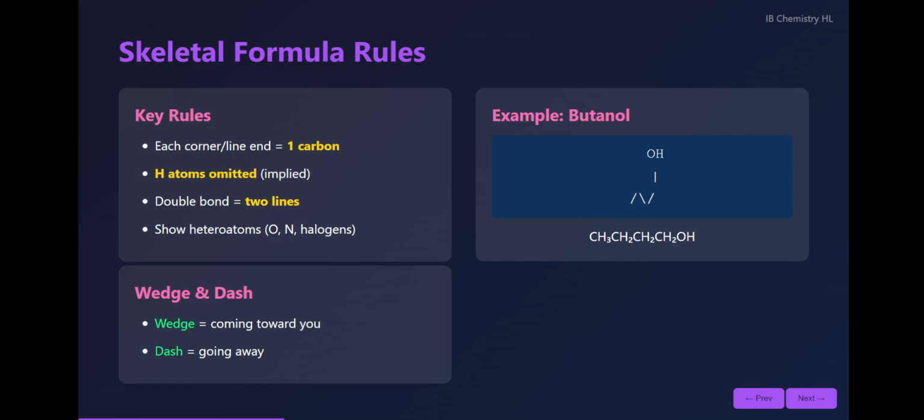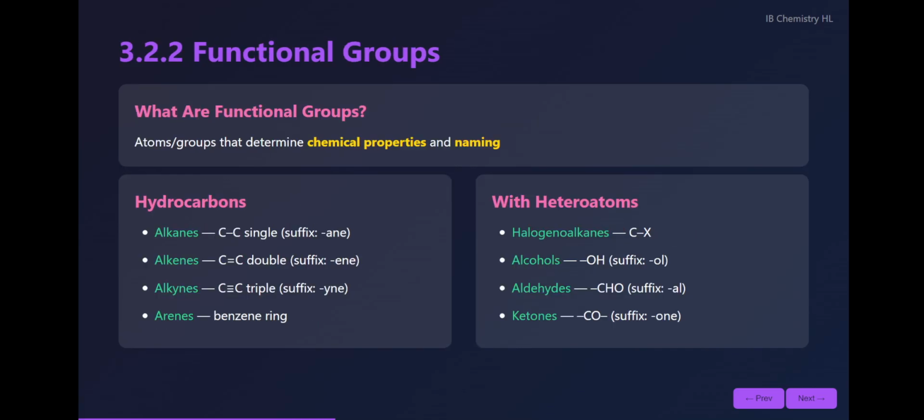Functional groups are the heart of organic chemistry. They determine what reactions a compound undergoes, its physical properties, and how we name it. Let us go through the main ones you need to know. Alkanes have single bonds only and use the suffix "ane". Alkenes have a double bond and use the suffix "ene". Alkynes have a triple bond and use the suffix "yne". Arenes have a benzene ring. Halogenoalkanes have fluorine, chlorine, bromine, or iodine.